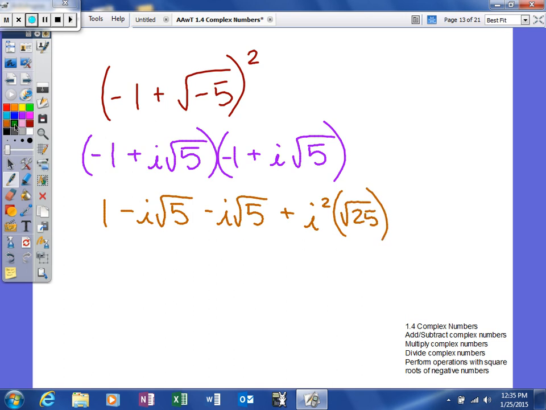What we should be able to do now is go ahead and simplify. This right here will actually be negative 5. So i squared is negative 1, the square root of 25 is 5, and then I can put those two things together, and I will get negative 4, and then minus 2i square root of 5. So that's the simplified form for that one.